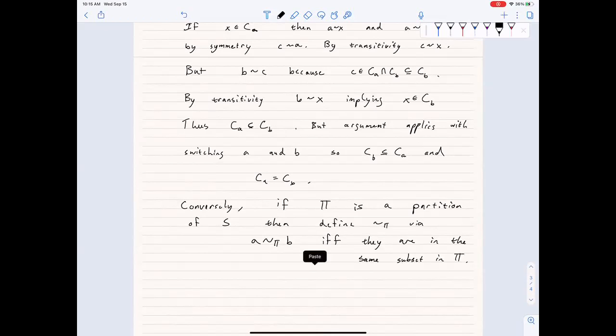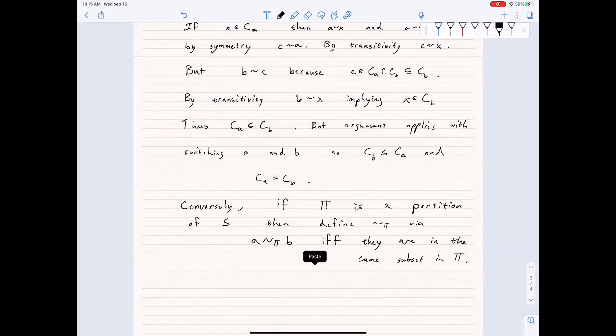Well, let's just verbally check that all of the conditions apply. Is it reflexive? Well, an element is in whatever set it's in, so it's in the same set as itself. If I have two elements and they're in the same subset, it doesn't matter which order I put them in. I can switch them, they're still in the same subset.